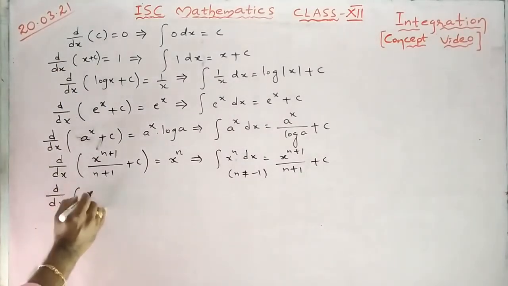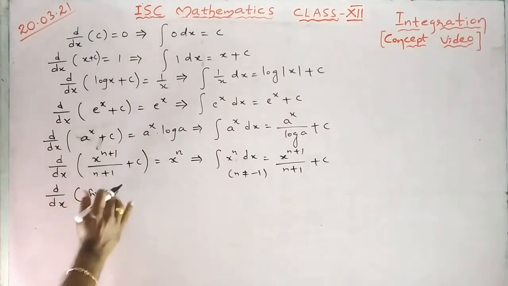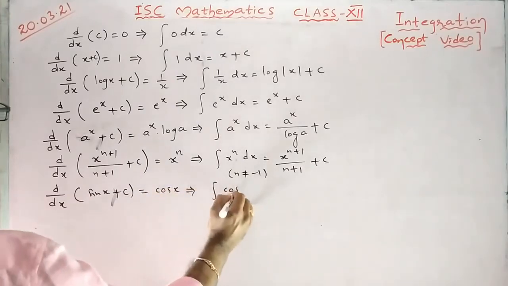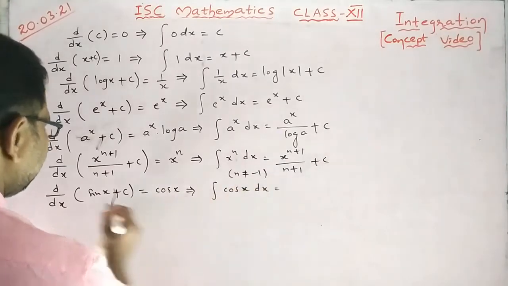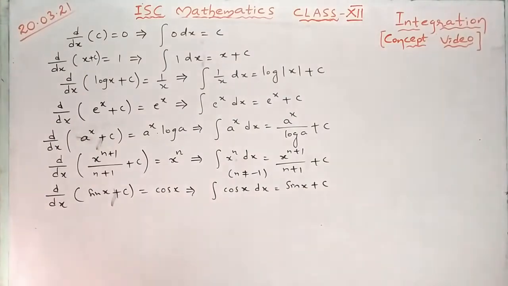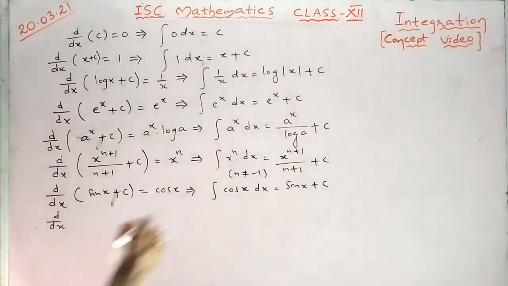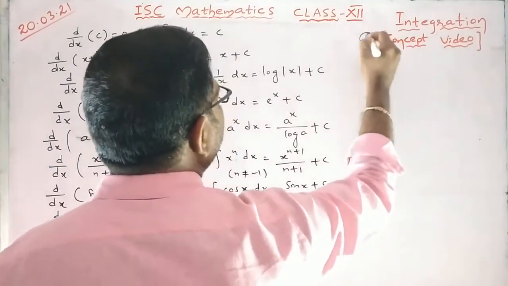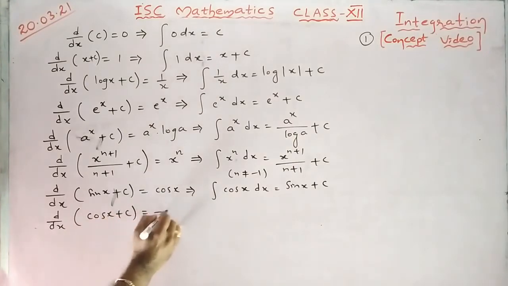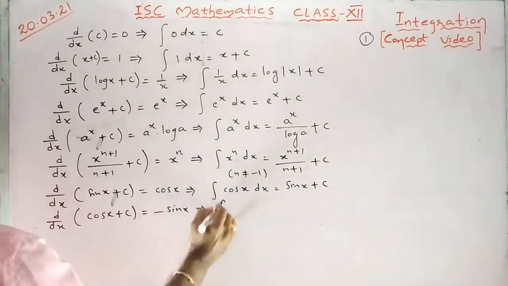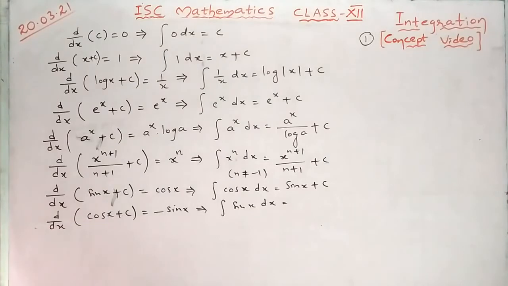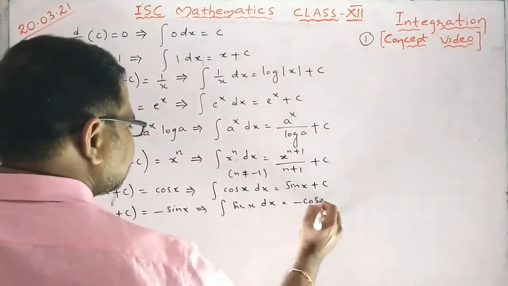Similarly, d by dx of sin x plus c. Sin x derivative is cos x. So integral cos x dx will be sin x plus c. That c is called the constant of integration. This is the concept video 1. Now d by dx of cos x plus c: cos x differentiation is minus sin x. So integral sin x dx, since the derivative of cos x is minus sin x, sin x integration is minus cos x plus c.